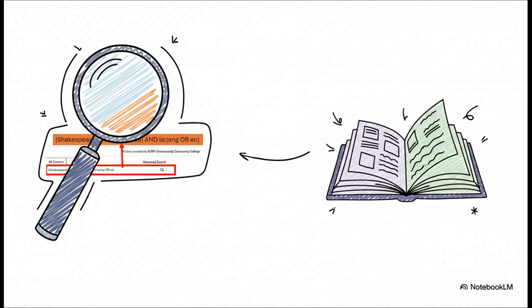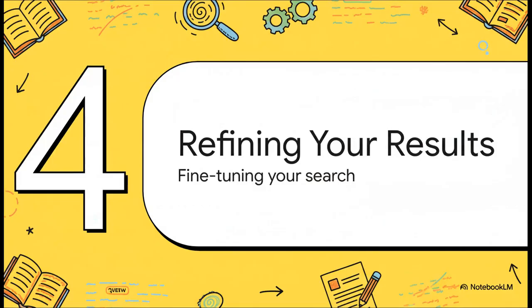And check this out. This is the magic happening behind the scenes. When you click that search button, JSTOR takes the simple terms you entered and automatically translates them into this super complex, really precise search command. It's doing all the heavy lifting for you. All right, we've got our first wave of results, which is awesome, but our job isn't quite done. Now it's time for step 4, refining your results. This is where we fine-tune everything to find that perfect match.